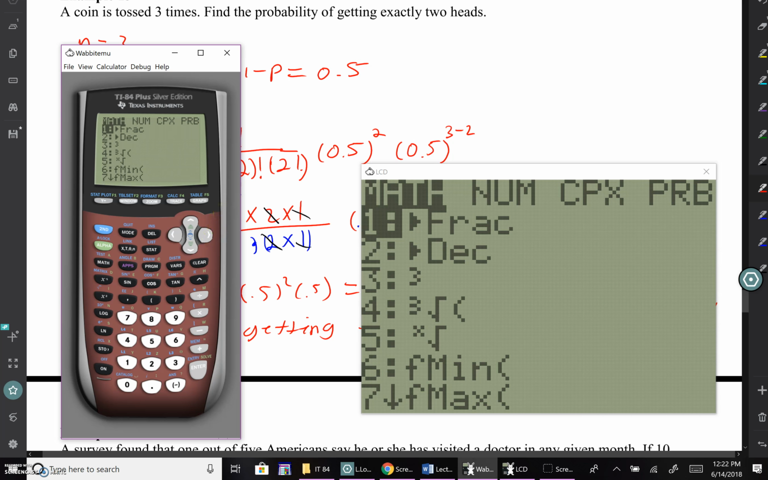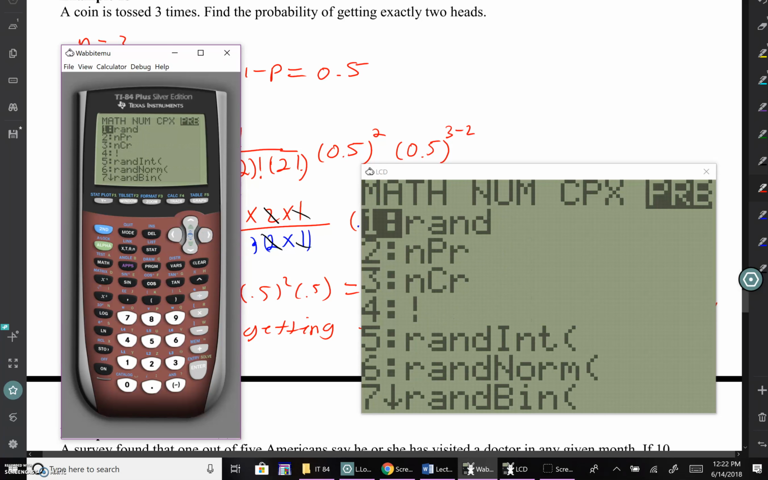Once you're in math, it gives you the options at the top, and we want to go over to our probability options. Mine's number 4 for the factorial symbol. Did everyone find the factorial symbol? No, you should just be able to hit math. And then once you get it, you just hit enter and it's going to put it next to your number.